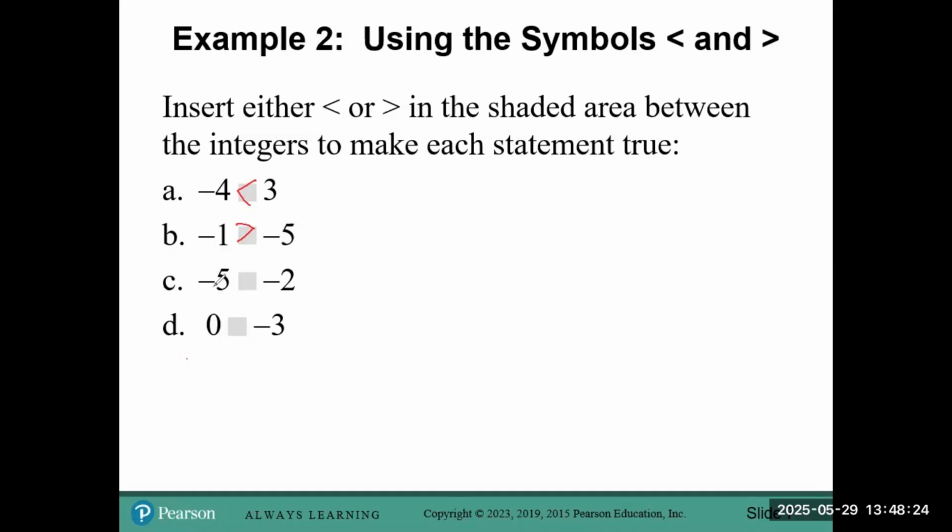For this one, I have -5, which is further to the left than -2, so -5 is less than -2. And then for this last one, any negative number is going to be smaller than 0, which means 0 is the bigger one. So 0 is greater than -3.